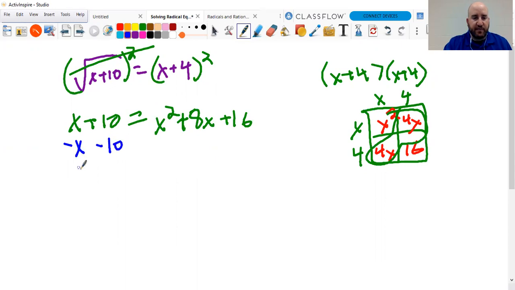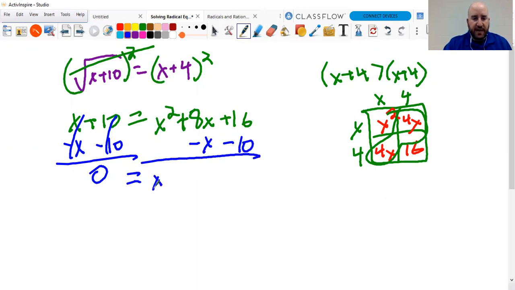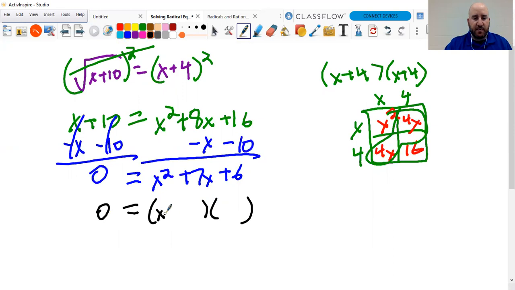Subtract x and 10 from both sides. Minus x minus 10 gives me x squared plus 7x plus 6. What can I get to multiply? It's positive, positive. So even when I go to factor, I know both my signs are already going to be positive. X plus, x plus. What can I multiply to get 6 that adds up to give me 7? Of course, that would be 6 and 1.